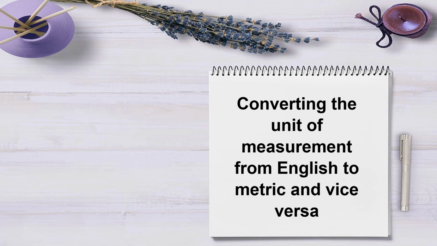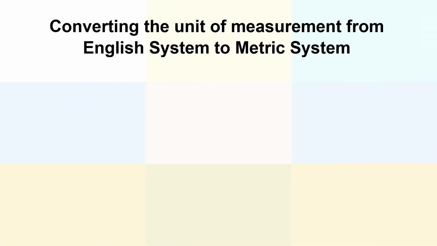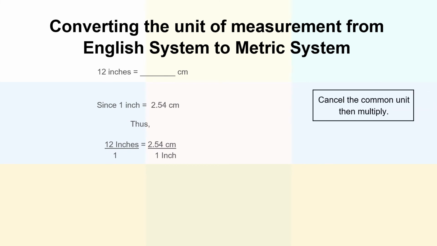Now, let us convert the unit of measurement from English to metric and vice versa. Converting the unit of measurement from English system to metric system. For example, 12 inches, how many centimeters? Since 1 inch is equal to 2.54 centimeters, 12 inches over 1 is equal to 2.54 centimeters over 1 inch. We cancel the common unit, then multiply. We cancel the inches and the inch.